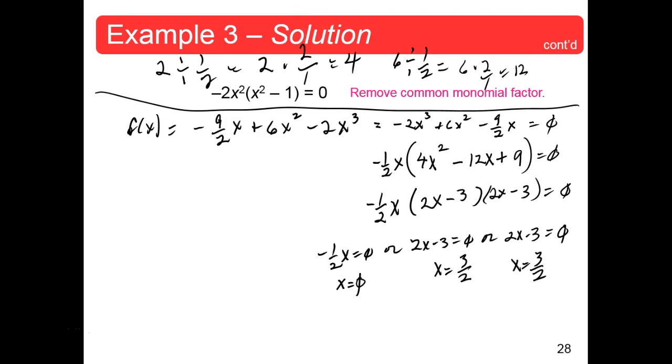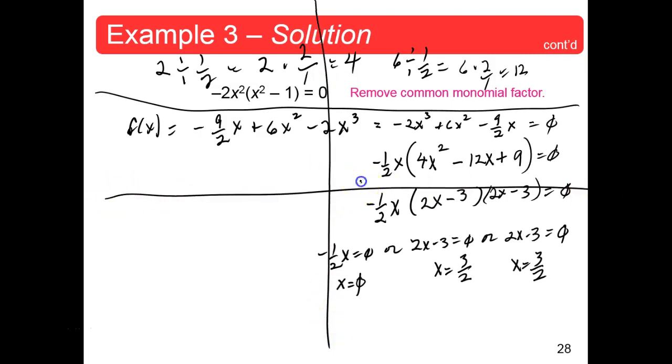Let's sort of do our graph here if we can. 1, 2, 3, 4, 5, negative 1, 2, 3, 4, 5, negative 1, 2, 3, 4, positive 1, 2, 3, 4. Okay.